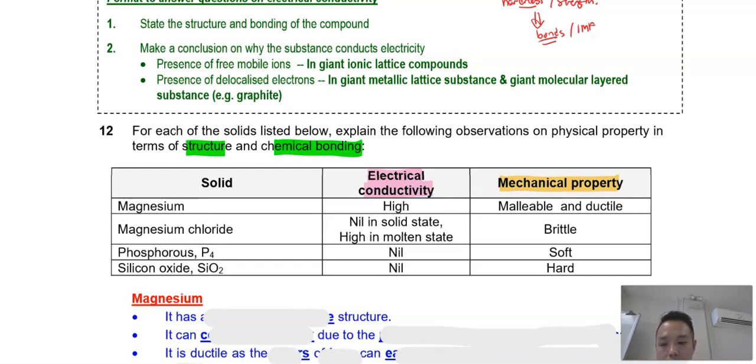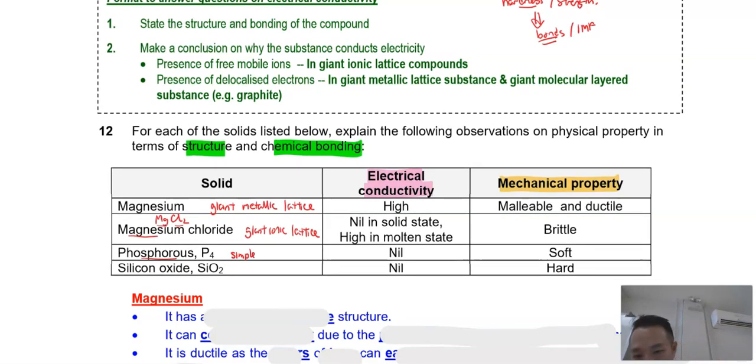So first of all, we identify the structures for each of the 4 solids. For your magnesium, it's a metal, giant metallic lattice structure. Magnesium chloride, MgCl2. Right, magnesium with chlorine. Alright, metal, non-metal, giant ionic lattice. Phosphorus, alright, this will be something you guys will know, simple molecular. And last but not least, silicon dioxide, SiO2, alright, one of the classic examples of a giant molecular structure.